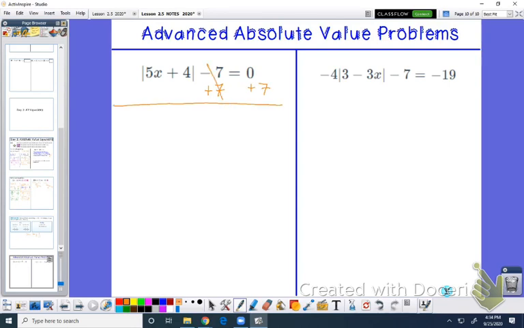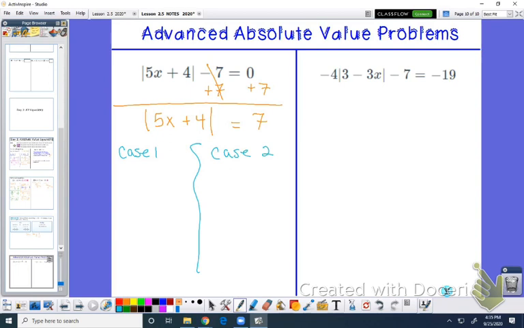So the 7s add up to 0. We have 0 plus 7, which is 7, and we bring down our absolute value of 5x plus 4. So now we have the absolute value by itself. We can treat this just like we did previously. We're going to do our case 1 and case 2.